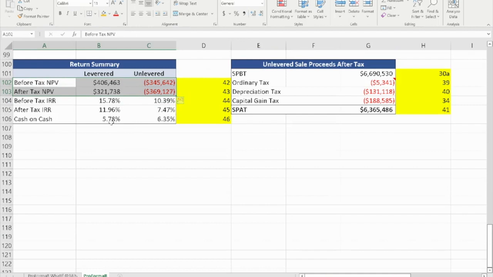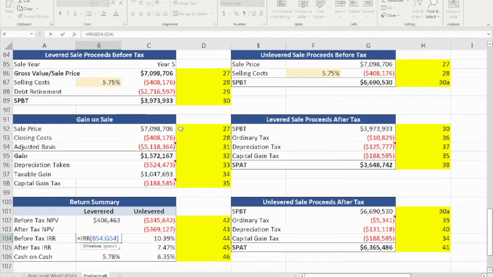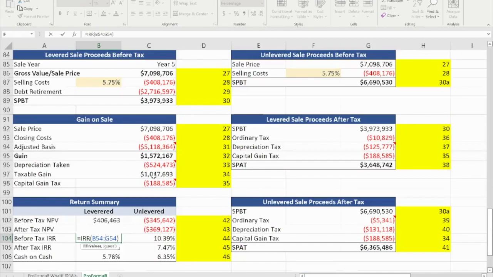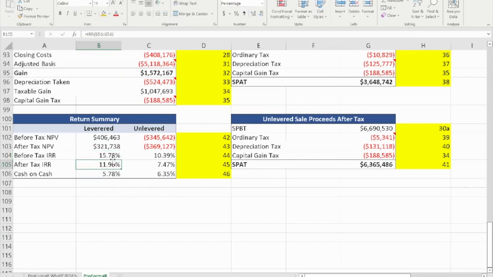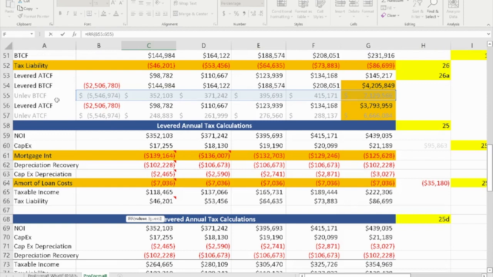Now we're going to calculate the before tax IRR. Before tax IRR is quite simple. It's much easier than NPV. It's equal IRR, and then you're going to scroll up to the levered before tax row. You're going to use the entire row here from year 0 through year 5. This starts in year 0 for IRR. And close the paren, you're going to have 15.78%.